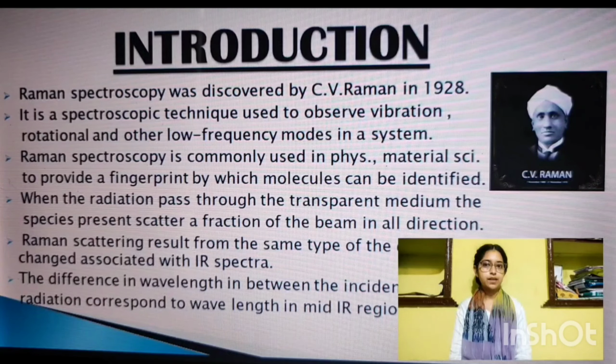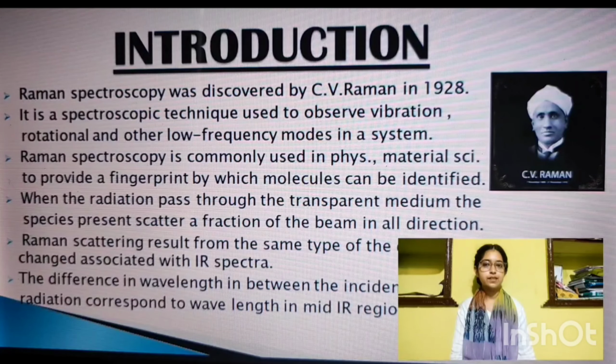So when the radiation passes through the transparent medium, the species present scatter a fraction of the beam in all the directions. So Raman scattering results from the same type of quantized vibrational changes associated with IR spectra. The difference in wavelength between the incident and scattered visible radiation corresponds to wavelength in the mid-IR region.